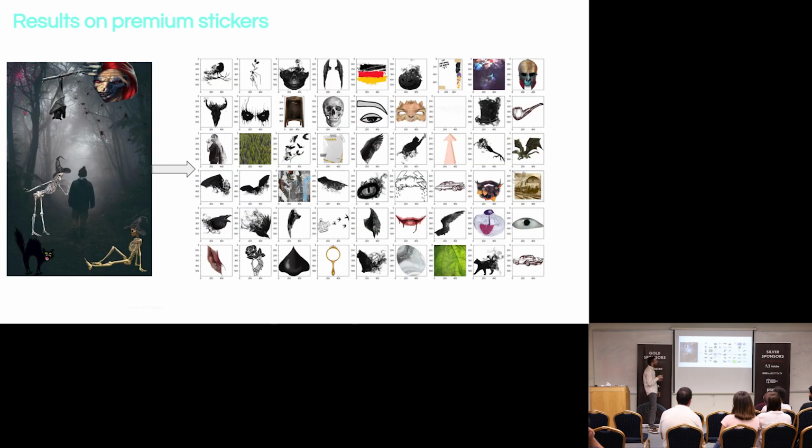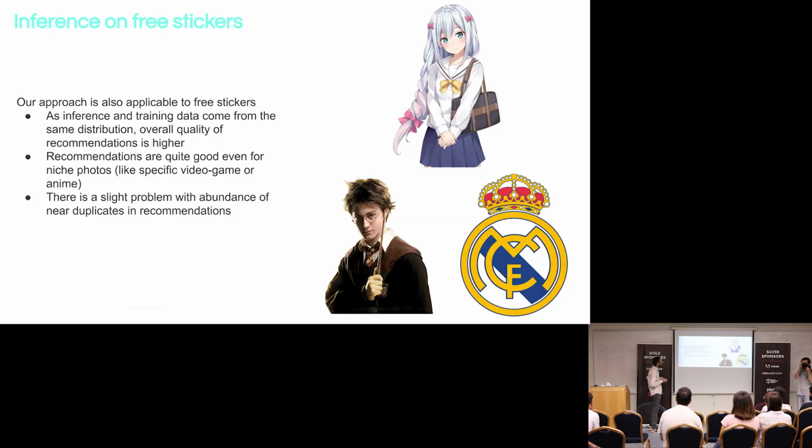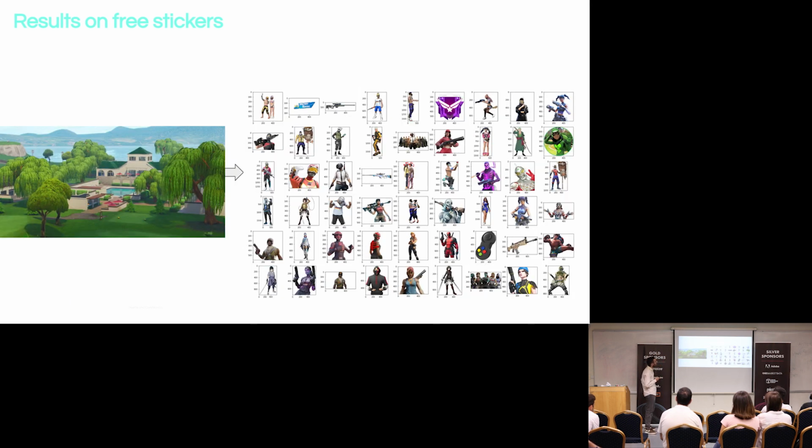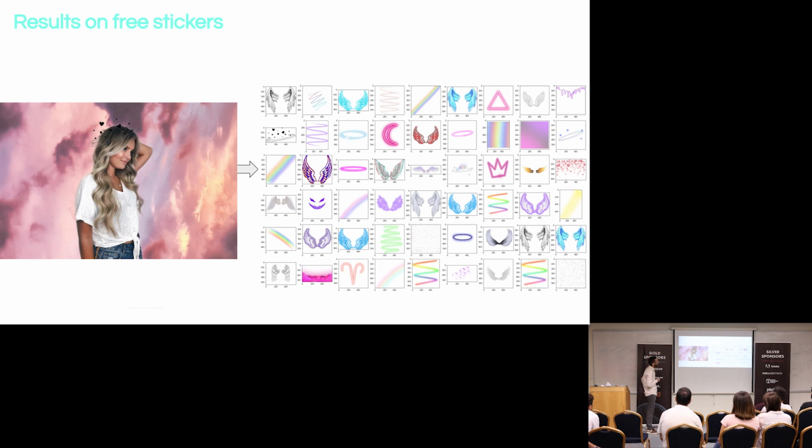And here you can see, for a bigger image, it's Halloween spooky stuff, also quite diverse. This was for premium stickers, and we also have recommendations for free stickers, which are much more diverse, an order of magnitude higher diversity. So here, this is from Fortnite, and only from the visual context, the model understands that this is the Fortnite game and suggests characters from the game.